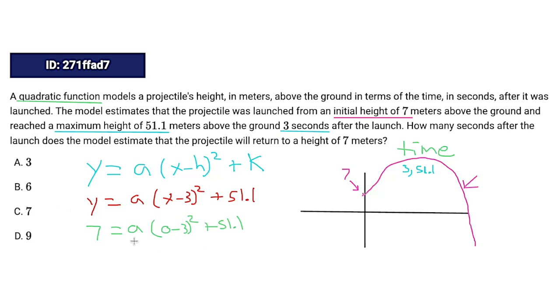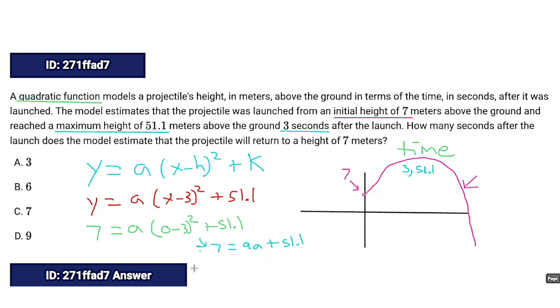Negative 3 squared is 9. So this changes to 9a plus 51.1. Subtract 51.1, and I'm going to use my calculator for this. It'll be negative 44.1. I'm going to make some room for myself here. Divide that by 9. So a equals negative 4.9. All right, we're almost done.